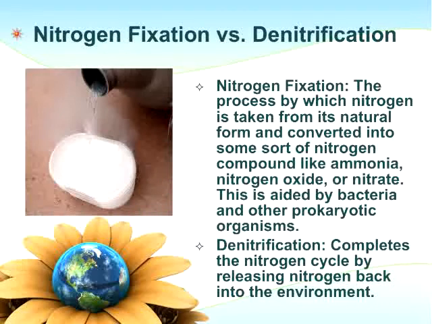Nitrogen fixation versus denitrification will also help you understand the nitrogen cycle. By the way, here to the left is what we call liquid nitrogen. Nitrogen fixation is a process in which nitrogen is taken from its natural form and converted into some sort of nitrogen compound, whether it's ammonia, nitrogen oxide, or nitrate. This is aided by bacteria and other prokaryotic organisms, as we saw in the previous slide. Denitrification completes the nitrogen cycle by releasing nitrogen back into the environment in its natural state.